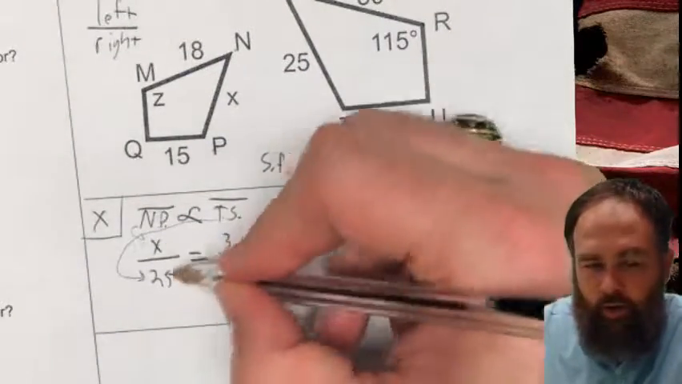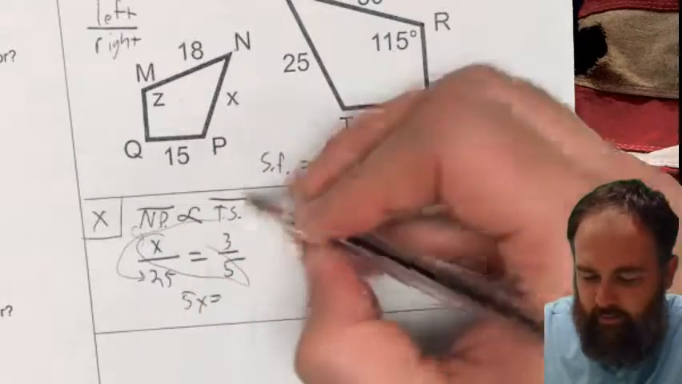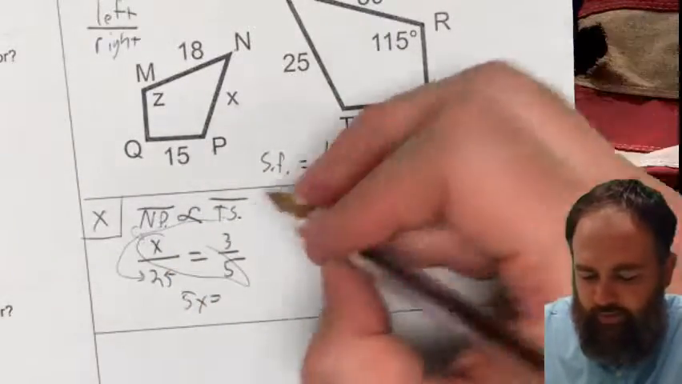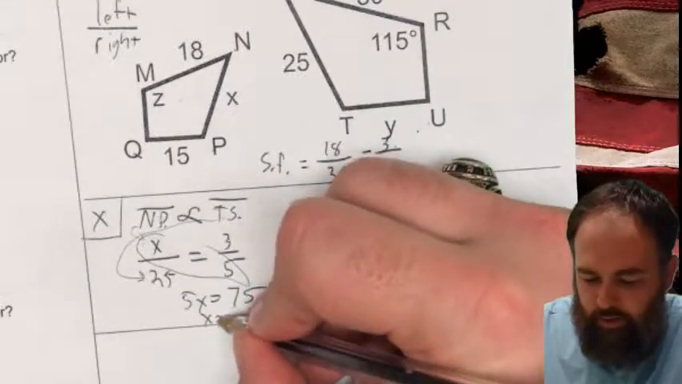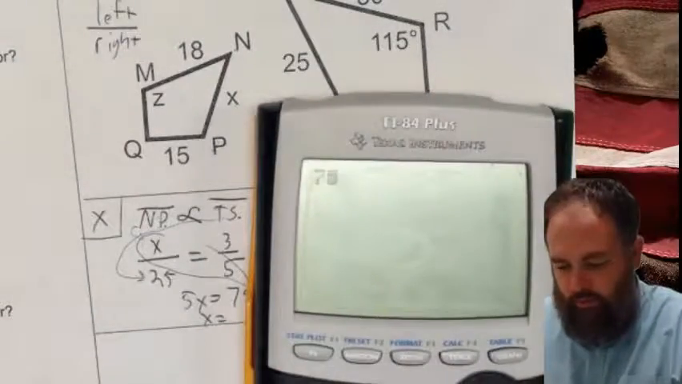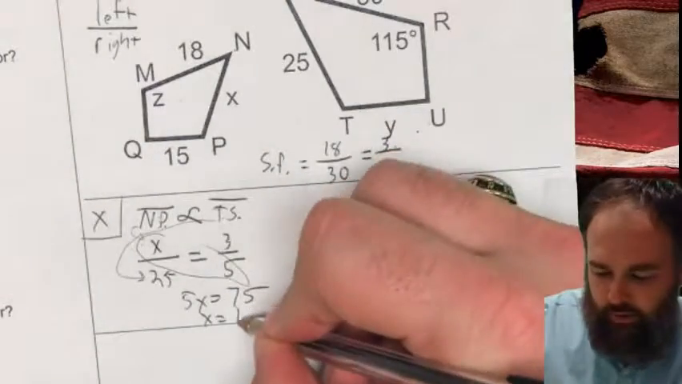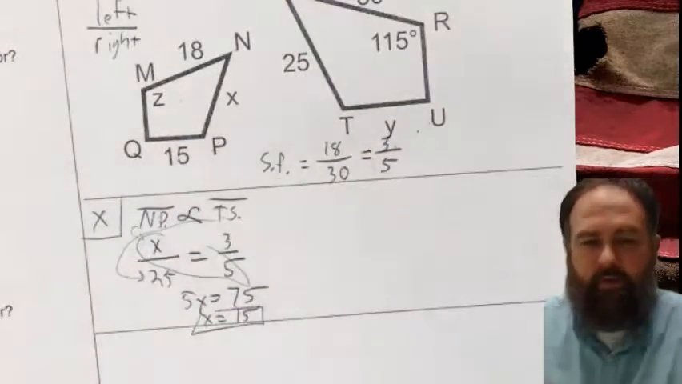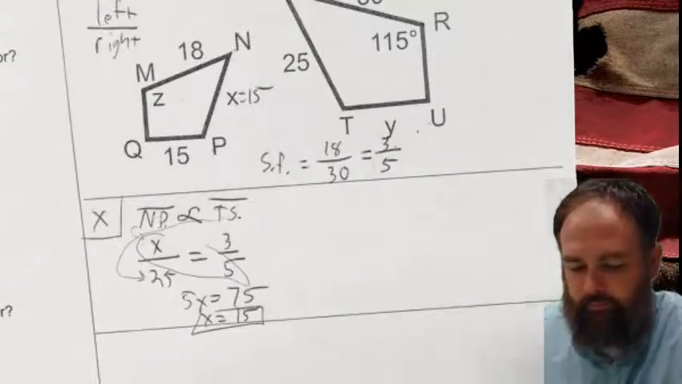Okay. Now when we cross multiply this, 5 times x is 5x. 3 times 25 is 75. And now we're going to divide that, and that's not one I can do in my head, unfortunately. 75 divided by 5 is 15. So the x value is 15, which means this side is 15 long.